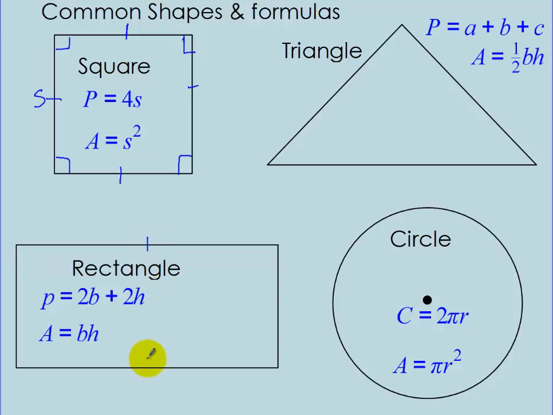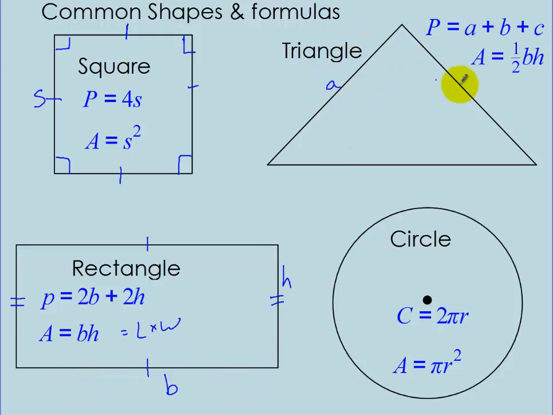A rectangle, well, it's got two long sides, and then two other sides that are a different length. So I'm going to put one hash mark on two, and two hash marks on the others to indicate they are different. The perimeter is add up all the sides, and we can call this side base and this side height. So you just add them all up. And the area is base times height. You might also call this length times width, that's what you might be used to. But it's one side times the other.